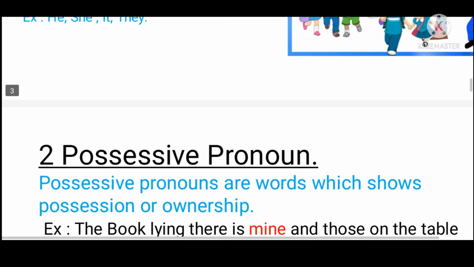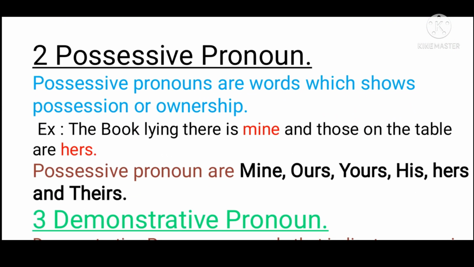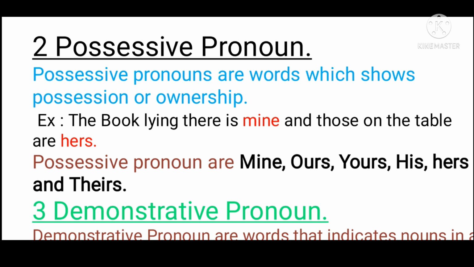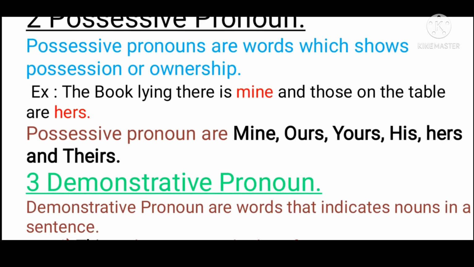So the next type of pronoun is possessive pronoun. Let us see what exactly it means. Possessive pronouns are the words which show possession or ownership. For example, the book lying there is mine and those on the table are hers. Now, possessive pronouns show possession or ownership. In the example, you can see that in "the book lying there is mine," the pronoun mine shows the ownership or possession, right? So possessive pronouns are mine, ours, yours, his, hers, and theirs.